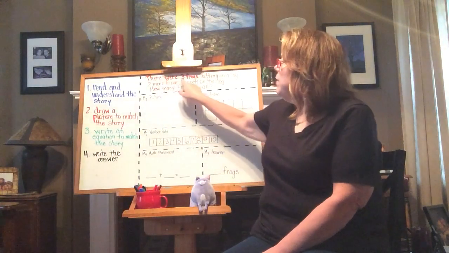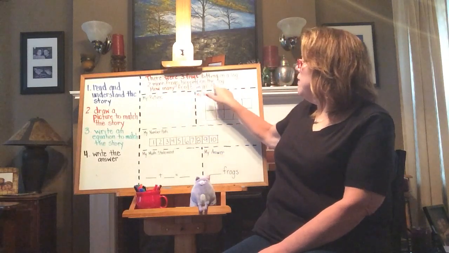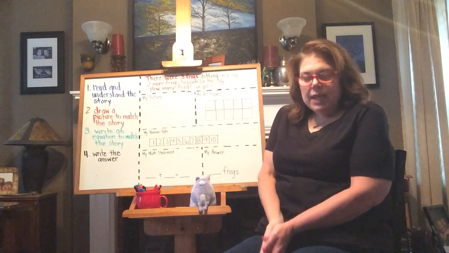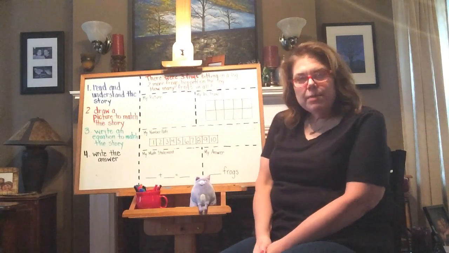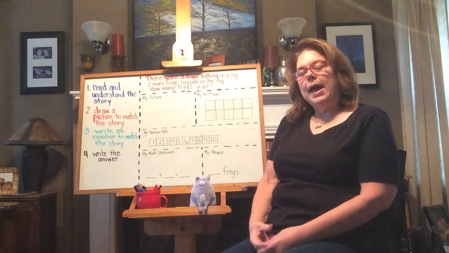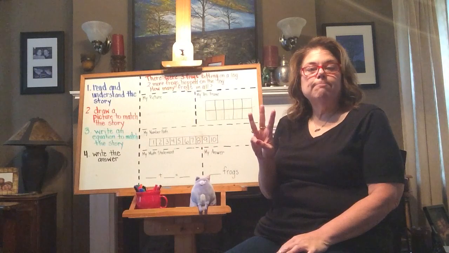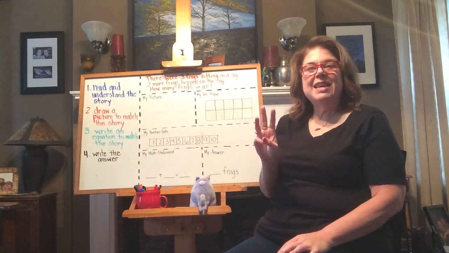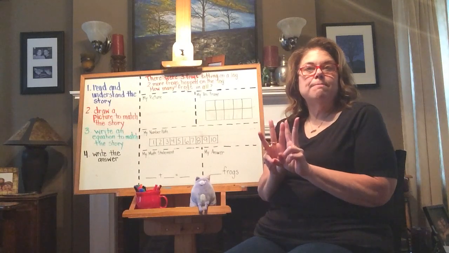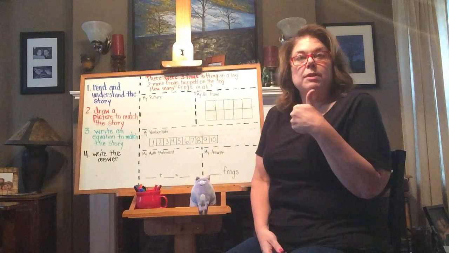So it says, there were 3 frogs sitting on a log. 2 more frogs hopped on the log. How many frogs in all? So I want to think about what I just read, and then I'm going to try to use my words to tell it to you. So for my words, there's a log, and there's 3 frogs sitting on there, enjoying the day maybe. And then I know that 2 more frogs came and jumped on that log with them. So thumbs up if you think I did a good job telling the story in my own words.